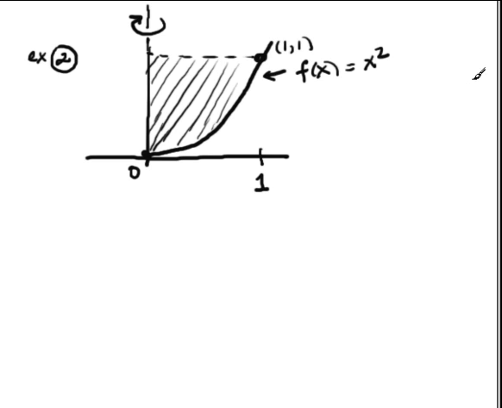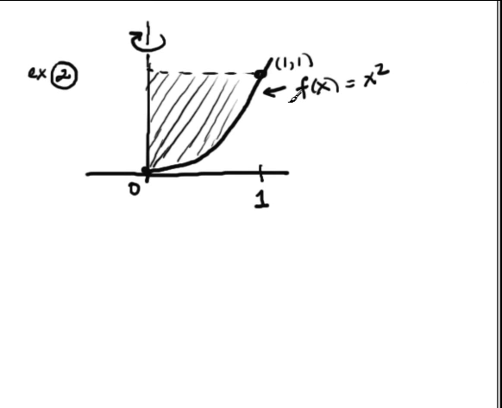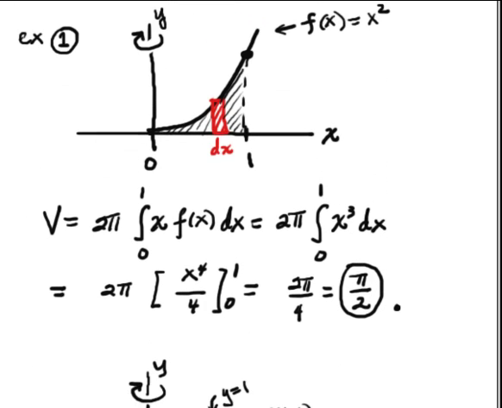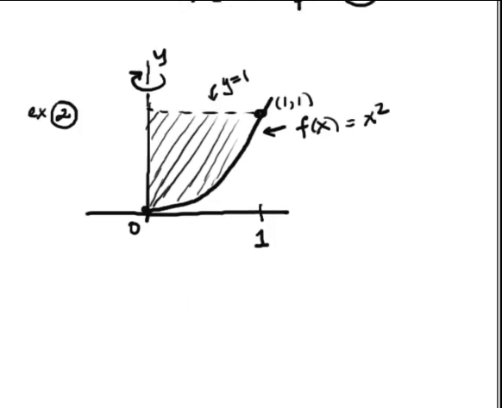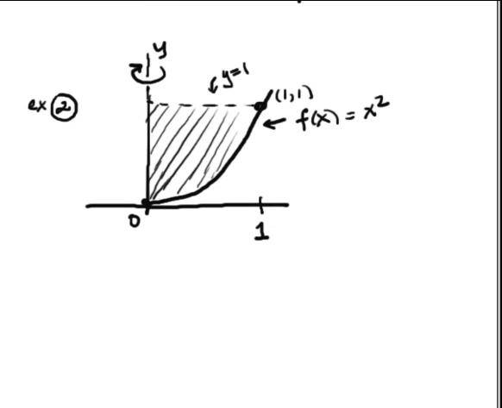Our next example of finding the volume of a solid of revolution using cylindrical shells is going to be similar to our first example. We have f of x equals x squared. This time, instead of spinning the area below the curve around the y-axis, we're going to spin this shaded area, the area above the curve and below the line y equals 1. Let's compare it to the previous picture. Here we took the area under the curve and spun it about the y-axis. Here we're taking the area over the curve and spinning it about the y-axis.